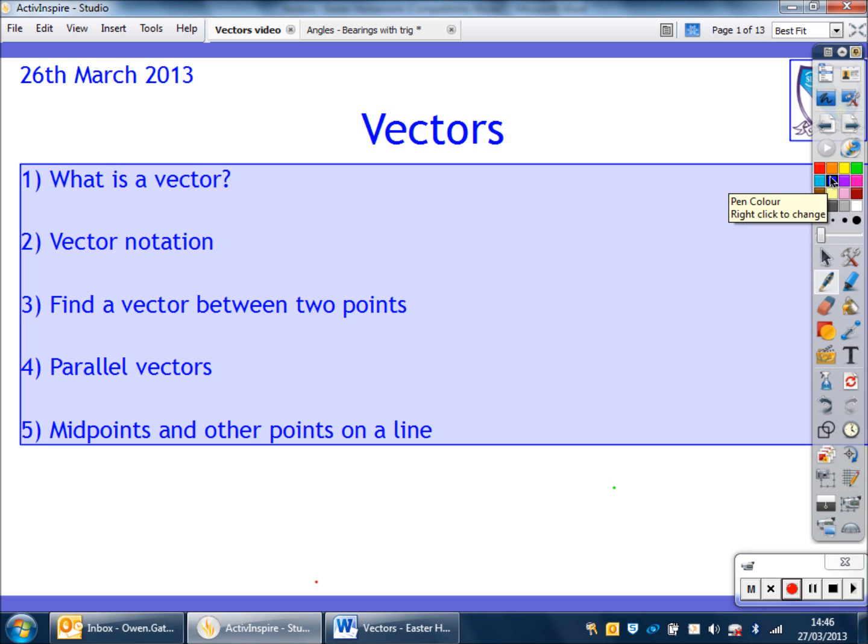So we're going to start from the basics and talk about what a vector actually is and how to write a vector, how to notate it. Then we're going to move on to actually solving questions, so finding the vector between 2 points. We're also going to talk about how you can distinguish parallel vectors and solve harder problems where midpoints of lines are involved. The purpose of this video is to let you work at your own pace.